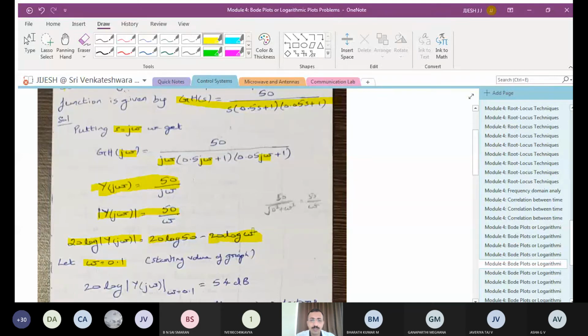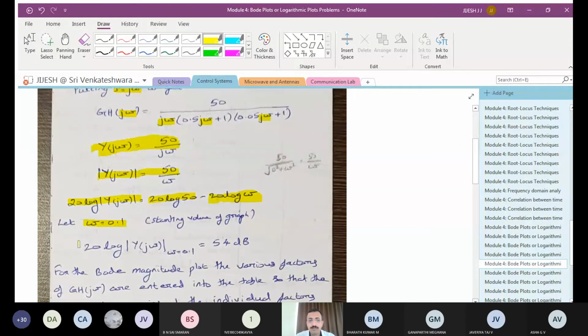So 20 log of 0.1 you will get 20 log of 0. When you substitute it, you can simplify that. That is 20 log of 50 minus 20 log of 0.1 you will get. So you can do that. When you complete this one, you will get 20 log of the magnitude of G(j omega) at omega equal to 0.1. So we are doing it at omega equal to 0.1. So I'll substitute omega equal to 0.1, and you'll get it as 54 dB. When you simplify that, we will get the point as 54 dB.